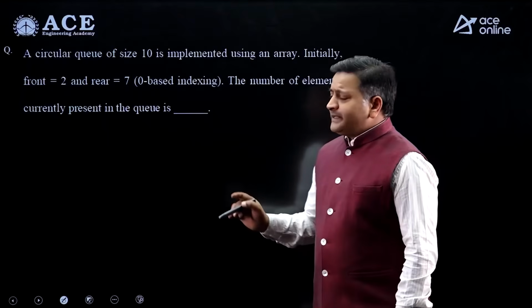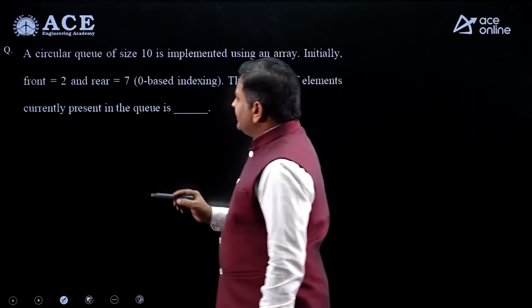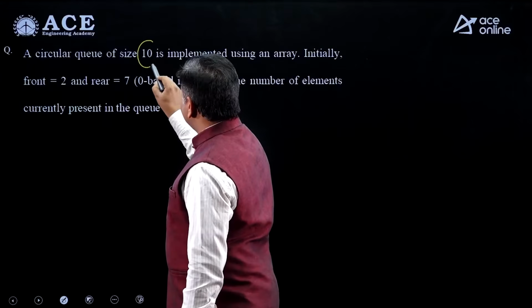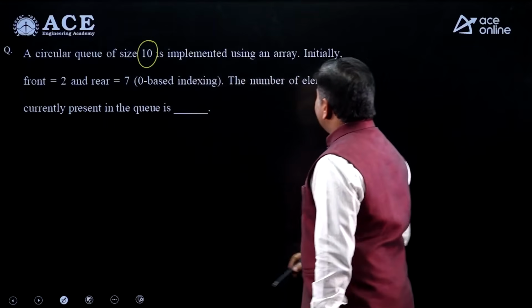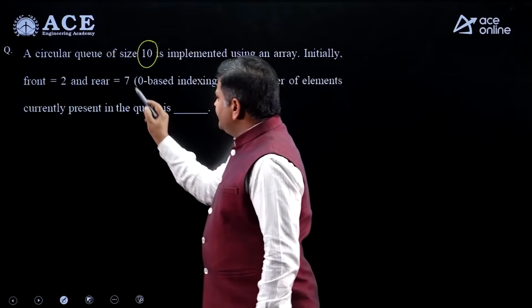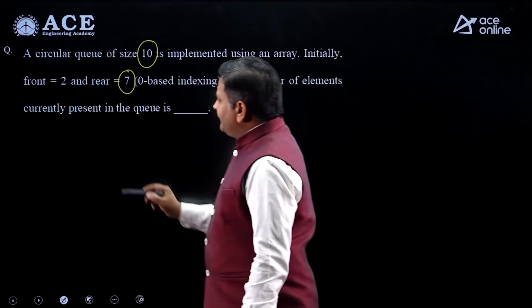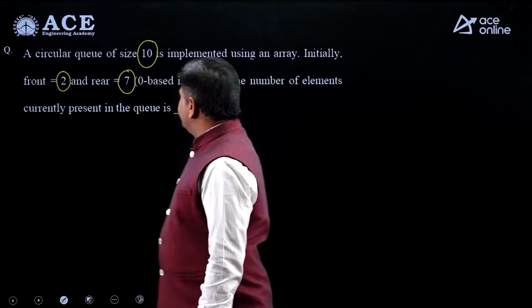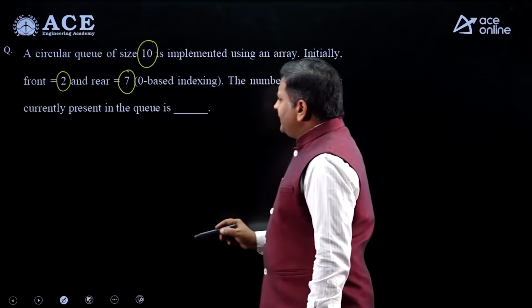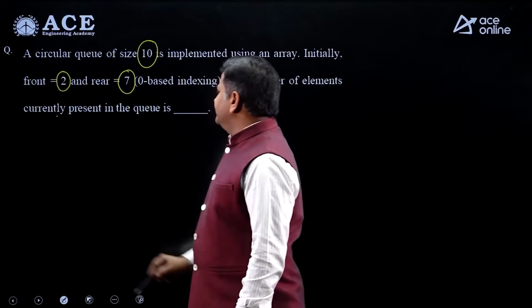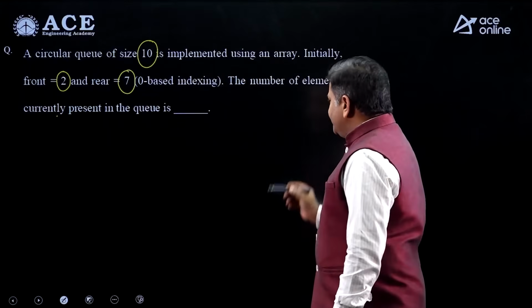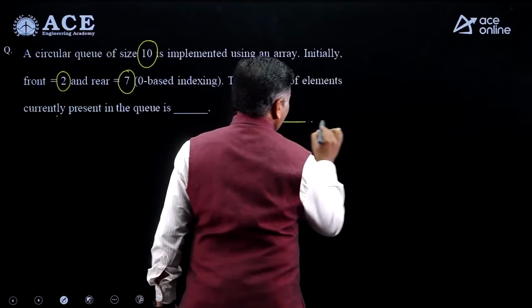Next, it is based on the circular queue concept. There is a circular queue of size 10. It is implemented using an array. Initially rear is pointing to the 7th index and front is pointing to the 2nd index. So the number of elements present in the queue is, so it is a circular queue, just remember it is a circular queue.